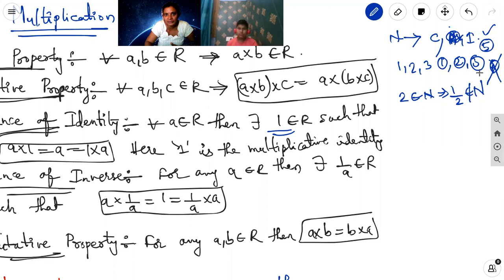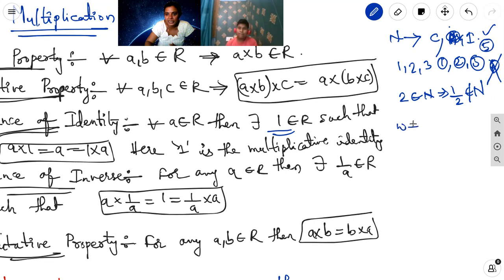Is it clear? Yes. But under addition, it satisfies only closure and associative, and commutative also. No additive identity property, no inverse property. But under multiplication, the natural number set satisfies all properties except existence of inverse.